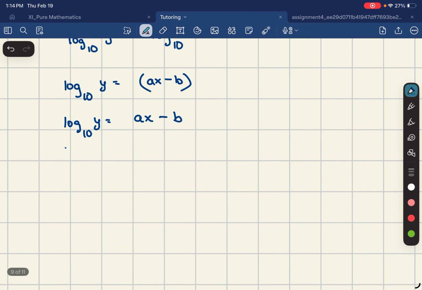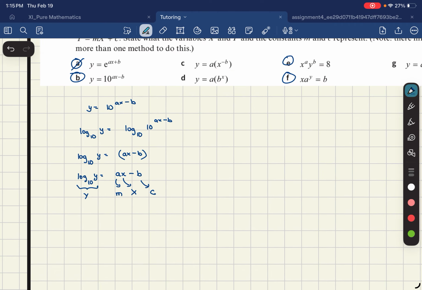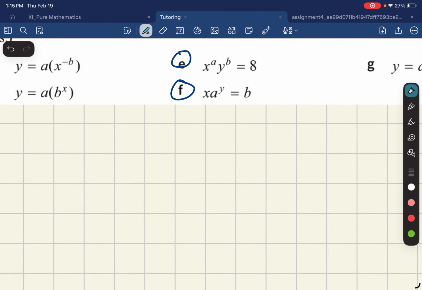And we're done. This is going to be your capital Y, a is going to be your m, this is going to be your x, and minus b is going to be your c. So this is exactly what the textbook has done. Y is log base 10 y, x is x, m is a, and c is minus b. Yes. Now let's move on to part E.